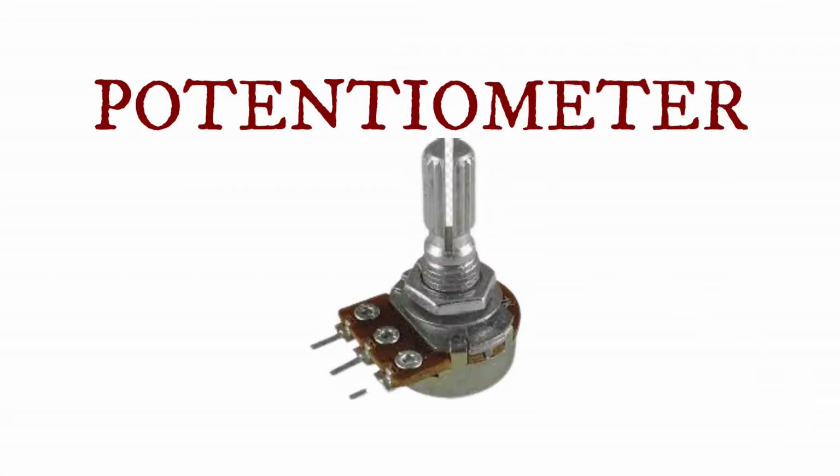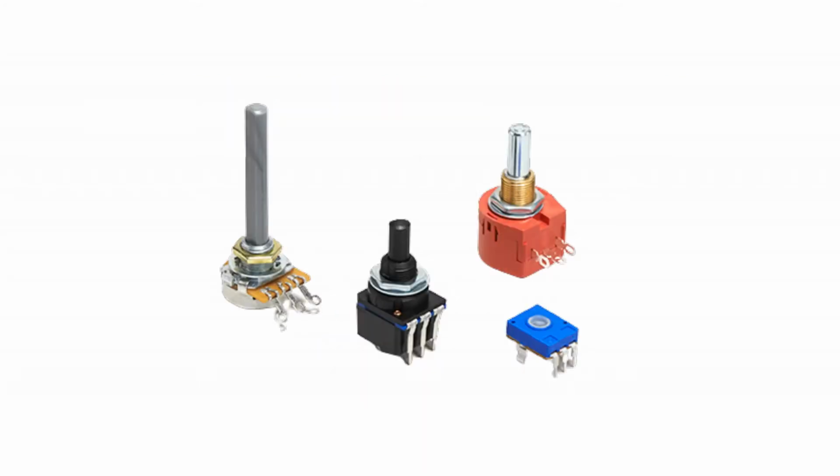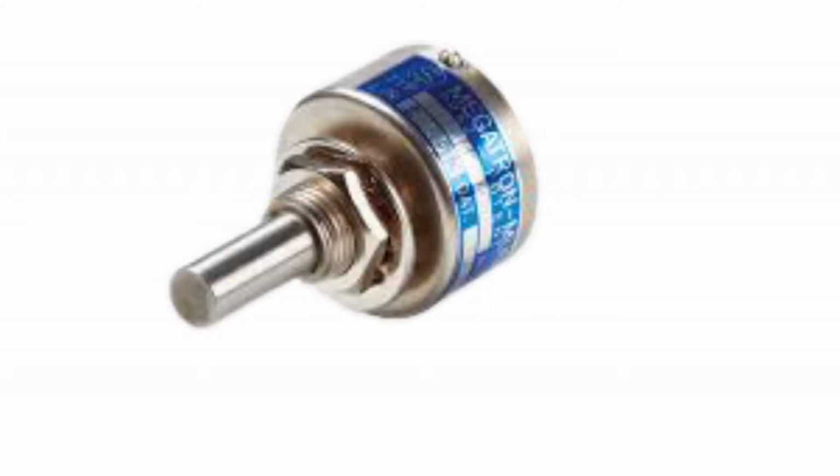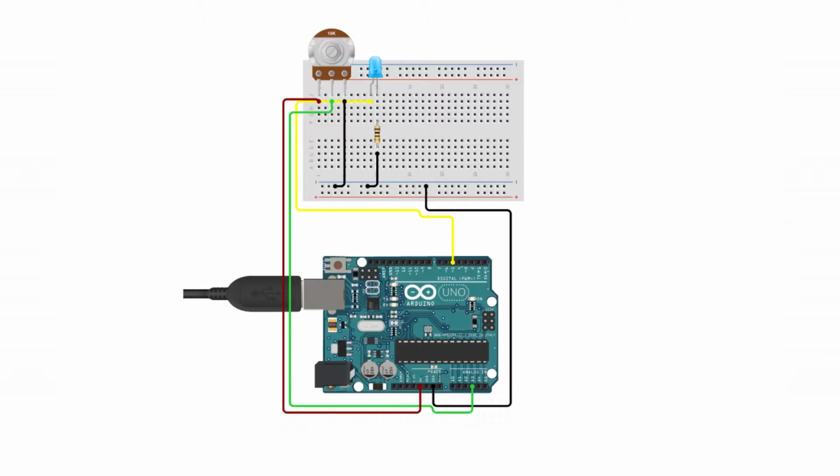Hello guys, today we are going to discuss a very important component used in Arduino projects, and that is the potentiometer. You might have seen potentiometers in different sizes and shapes, let's say 10 kilo ohm, 100 kilo ohm or 250 kilo ohm. And as for applications, it can be used to control the brightness of an LED or motor speed.